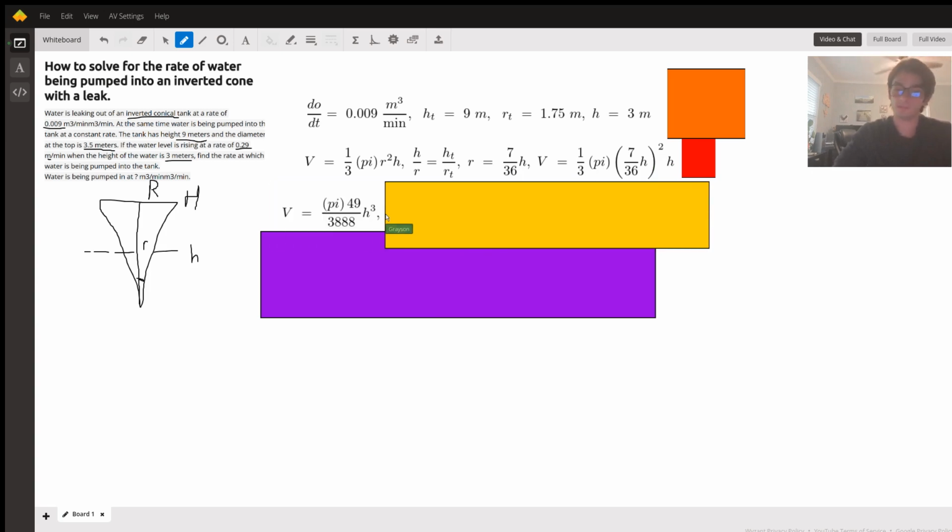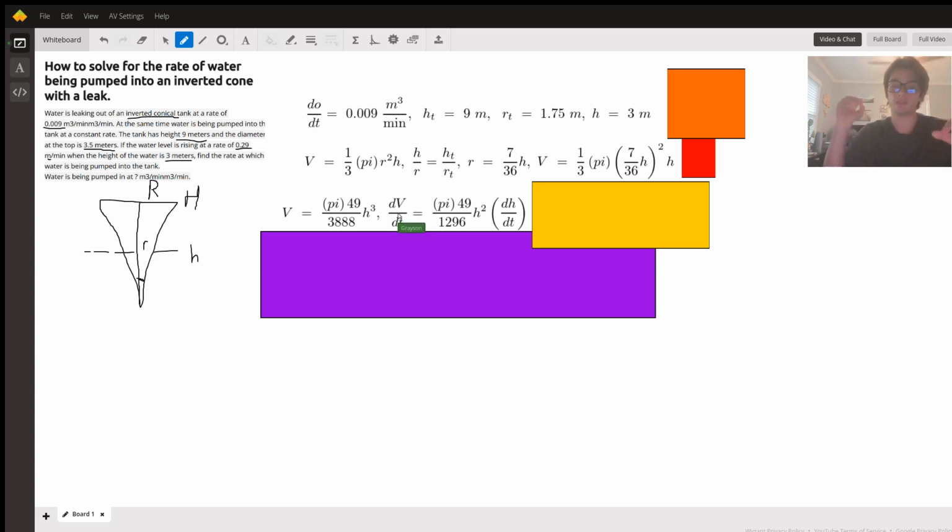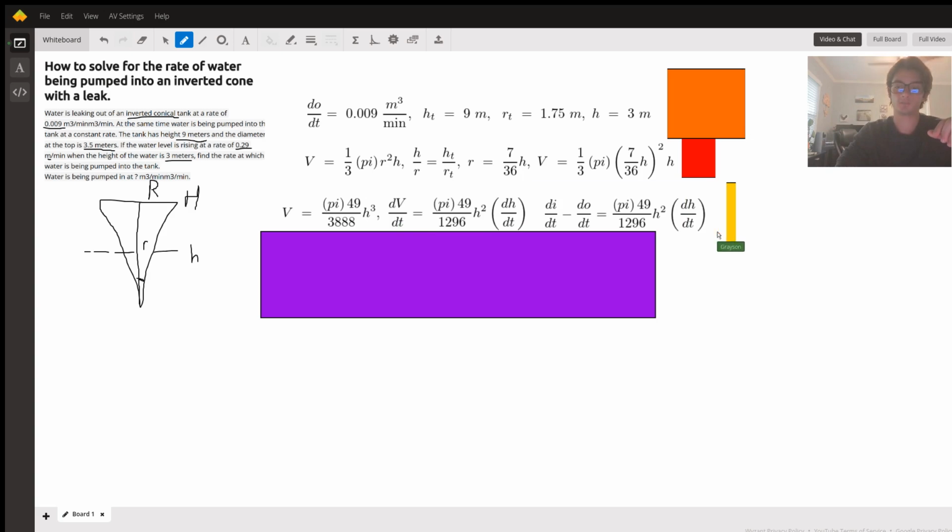And then we can find the derivative of this with respect to t, which ends up getting right here. So we have our h value and we have our dh/dt value, but we don't have a dV/dt value. But we do have a dV out/dt value. And dV/dt is the total rate of change of the volume in this tank, which is just going to be the input minus the output. And we can change that to look like this.